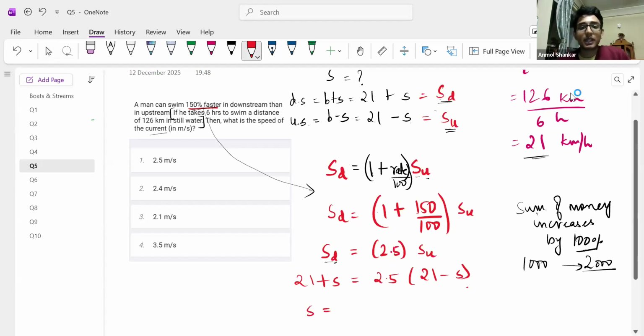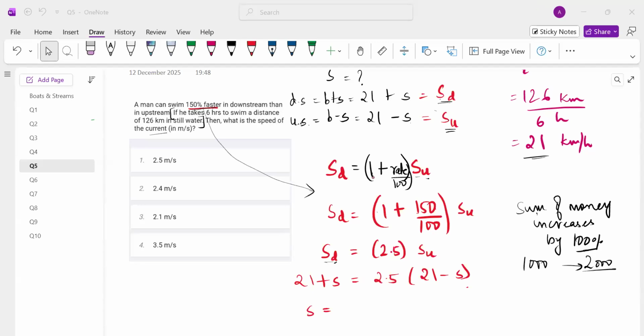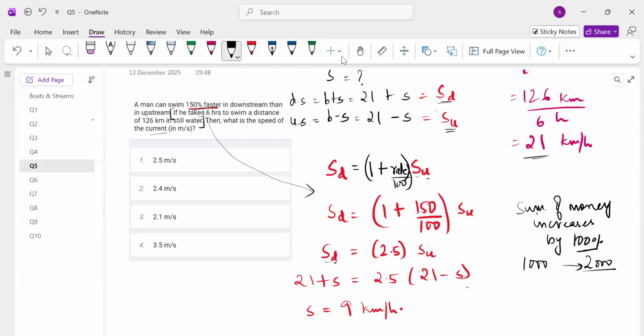ஏன்னா இந்த மாதிரி தப்பு நான் வந்து I have not found a chance to do before, so I am very excited. S solve பண்ணி என்ன வருது value? Is it 9? 21 minus 9 and 21 S is 9 kilometer per hour. Then we have to convert to meter per second. Correct. Brilliant. Varuneshwaran தானே? Yes. Right. Very good.